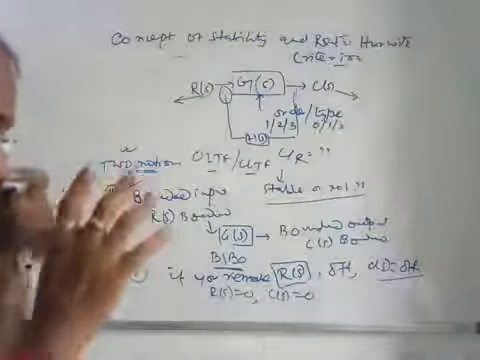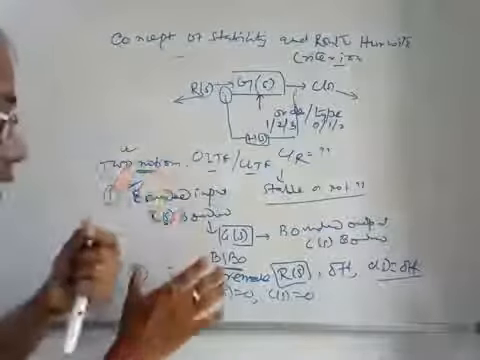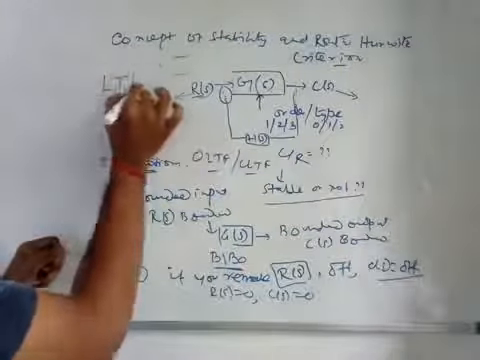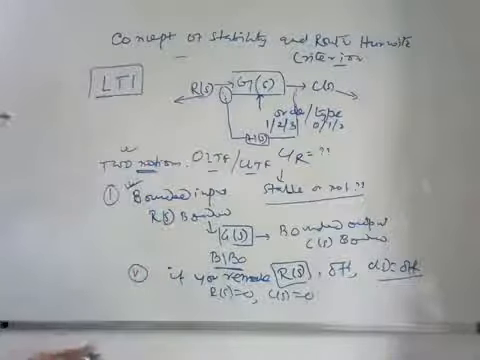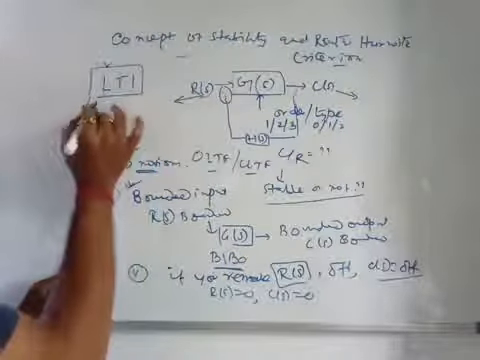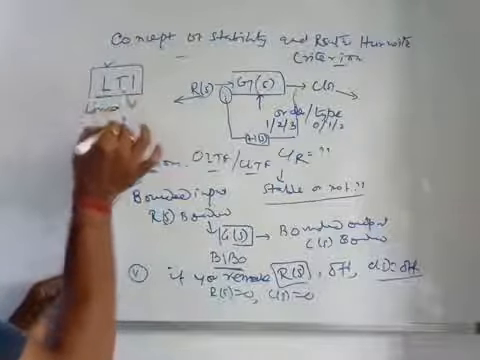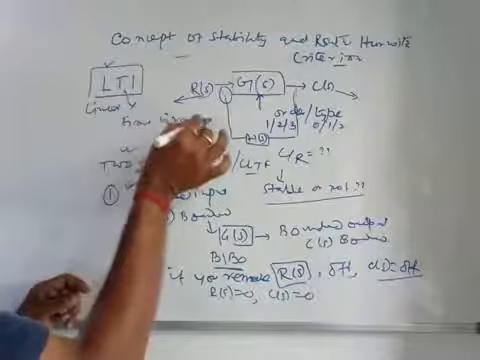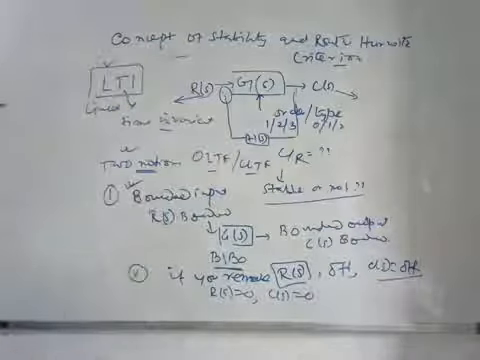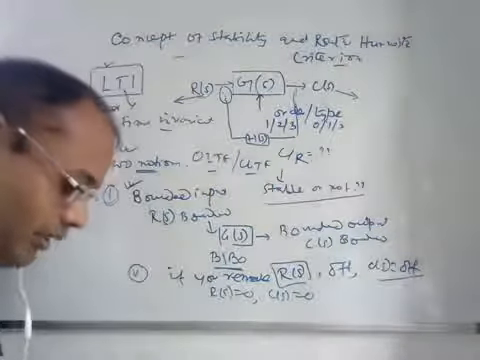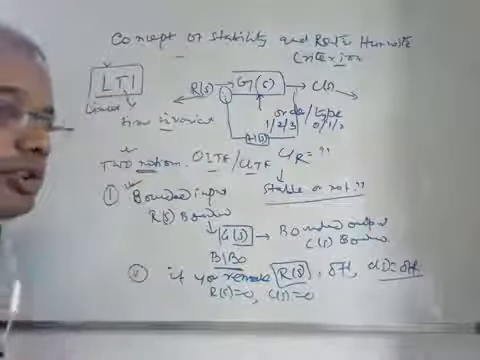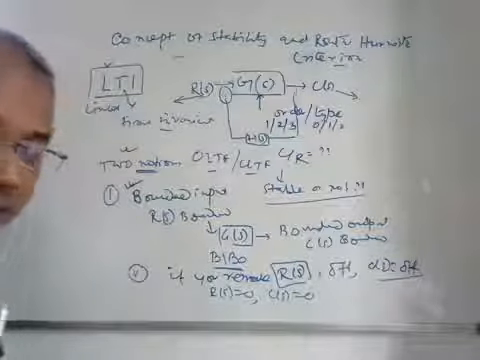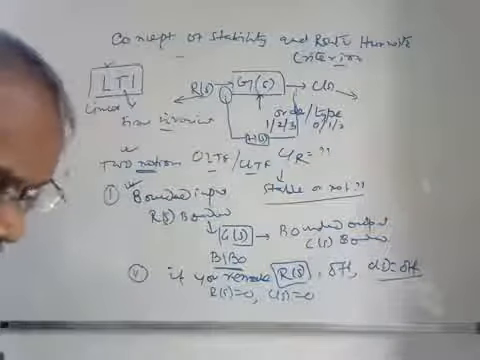So that is the concept of stability, but this concept of stability is valid for only linear time invariant system, right? LTI means this is linear, this is time invariant system. Linear time invariant system we are already aware of. Now linear system means it follows the principle of superposition, and if the system is not linear, this kind of BIBO stability cannot be applied.